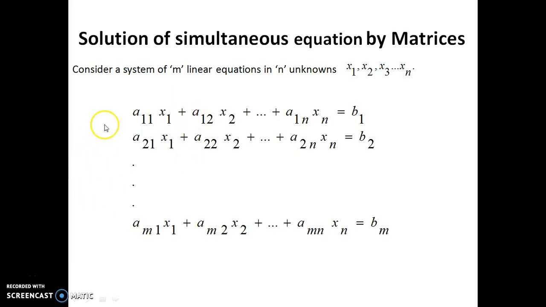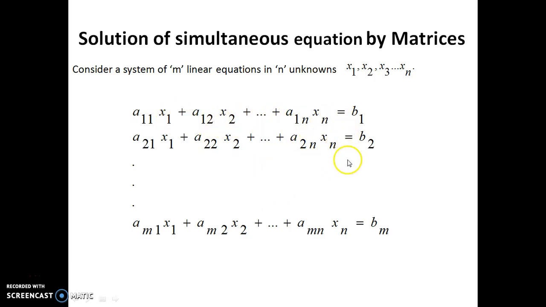This is a system of m linear equations in n unknowns. The unknowns are x1, x2, x3 up to xn. This is our system of equations and we have to find its solution, which means we have to find the values of x1, x2 up to xn.